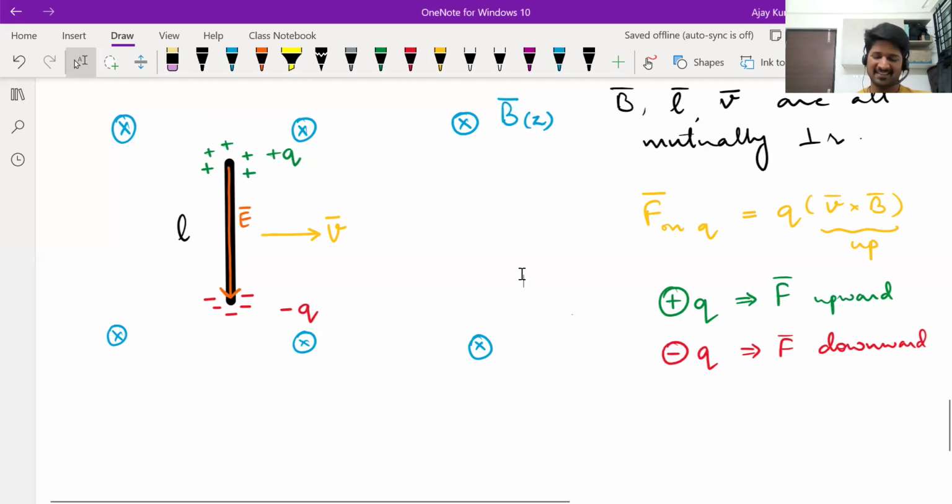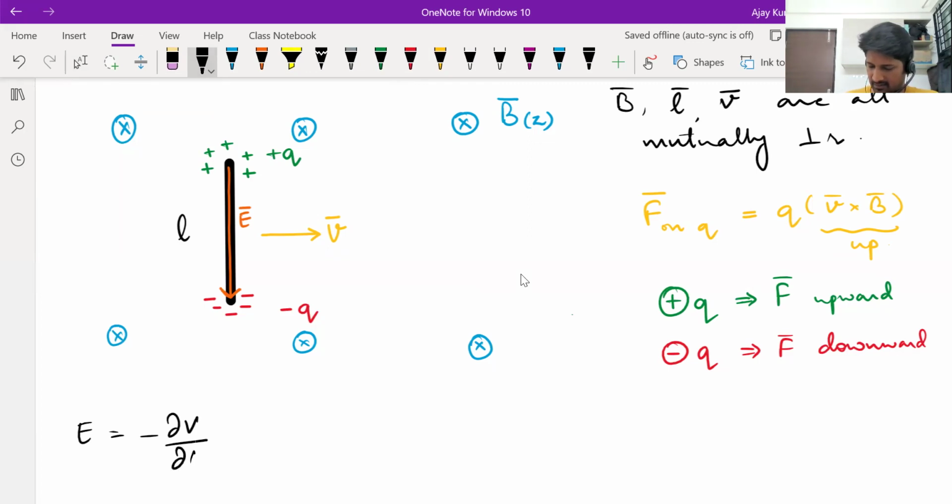Okay. E is equal to minus dV by dr. Okay, potential gradient gives you the electric field. The rate of change of potential with respect to distance, or with respect to position, is the electric field. If the electric field is uniform, you can write potential difference delta V as the electric field multiplied by the distance.